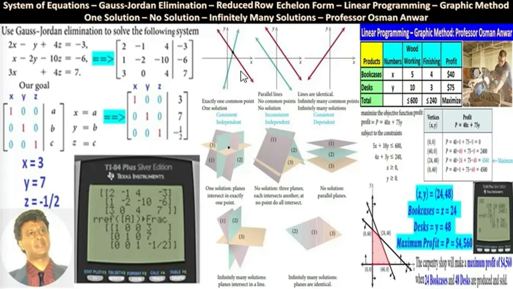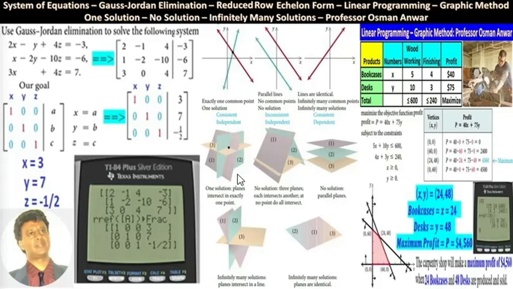2 variable system of equations have one solution when the 2 lines intersect each other at one point. They have no solution when the 2 lines are parallel to each other. They have infinitely many solutions when the 2 lines are identical or they overlap.